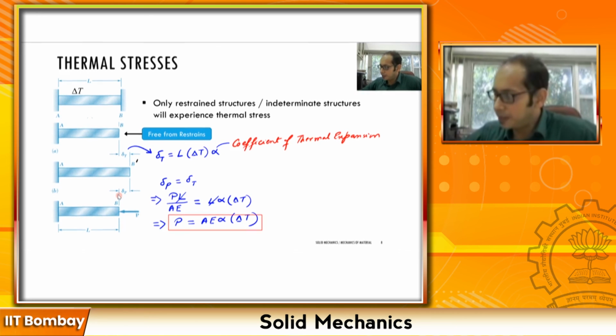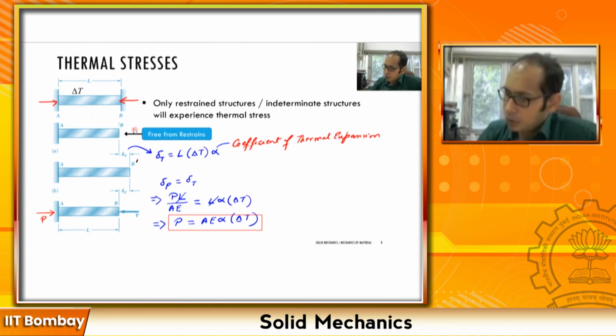Now remember, this reaction force, this P that you are getting in the final structure, you can imagine that along this particular side you are going to have an equal and opposite reaction P. So coming back to my original structure, if I'm increasing the temperature by delta T, I am going to have two reaction forces. Both the reaction forces will have the magnitude that I just calculated, that is AE alpha delta T.